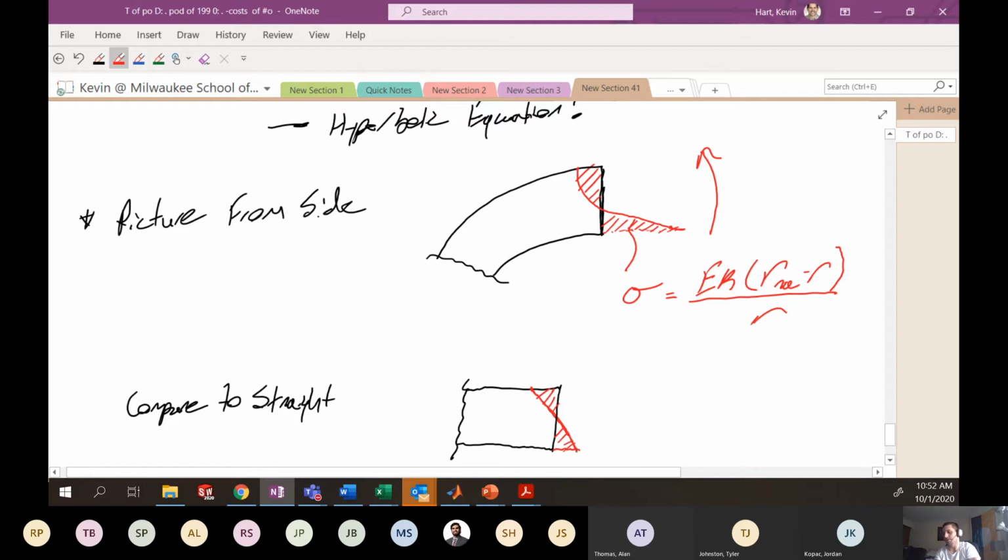Compared to your straight bar equation, or what we wrote as My over I. So there you go, the differences of the two. If you were to use straight beam equations for a curved bar, you would have significant errors. If you were to use curved beam equations for a straight bar, you'd probably have significant errors. So it's important to use the proper equations.